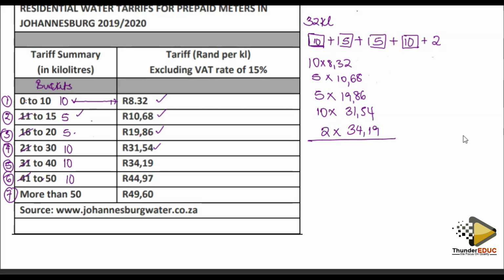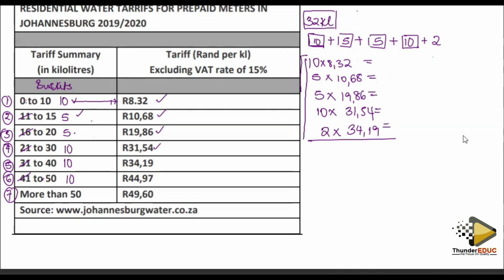All right. By the way, when you add these kiloliters, this other one represents what? It should give you back the 32. We add 10 plus 5, 15, 15 plus 5, 20, 20 plus 10, you get 30. 30 plus 2, you get 32. Indeed, it's right.